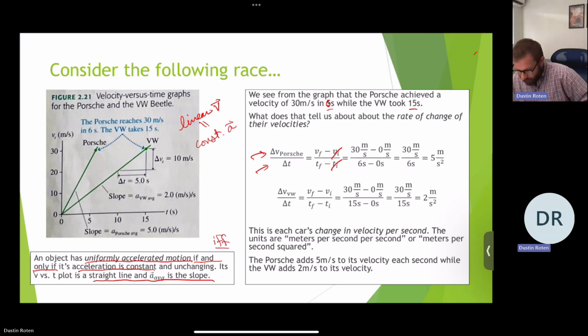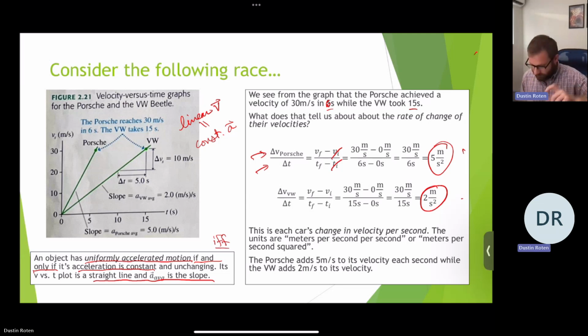All right. So we know that the Porsche did this in 6 seconds. Okay, so that's just going to be the final velocity divided by the time it took to reach that velocity. Well, that's going to give us an acceleration of 5 meters per second squared. You'll notice we have that unit of meters per second squared, and that's the unit of acceleration. Same thing down here with the Volkswagen. We've got the 30 meters per second that it needed to reach, but it did it in a much longer time, 15 seconds. So that means the acceleration of the Volkswagen is only 2 meters per second squared.